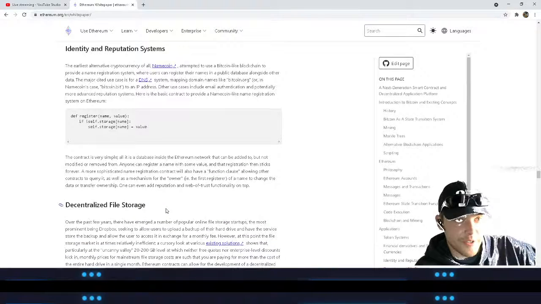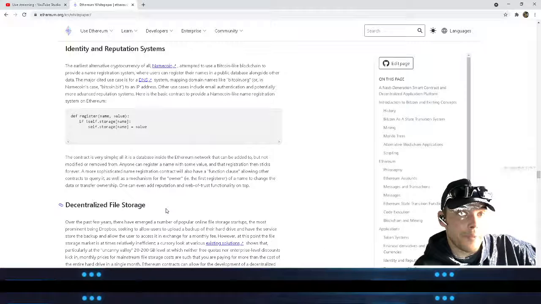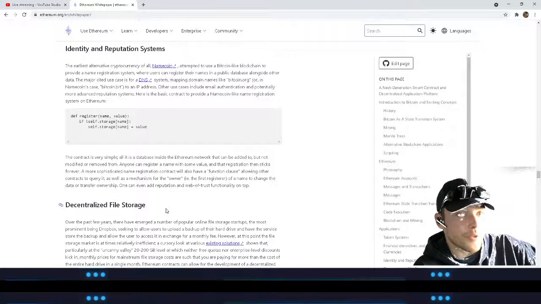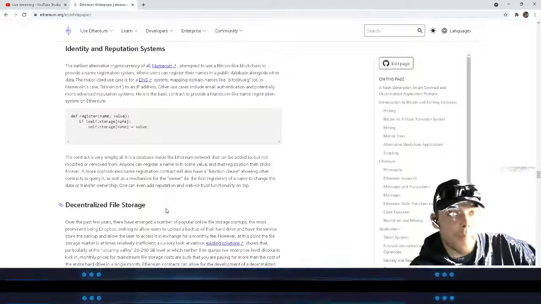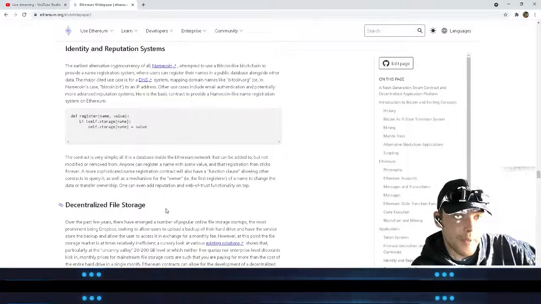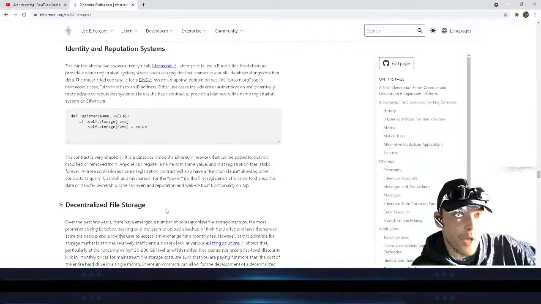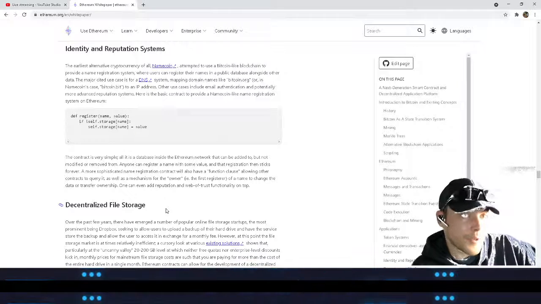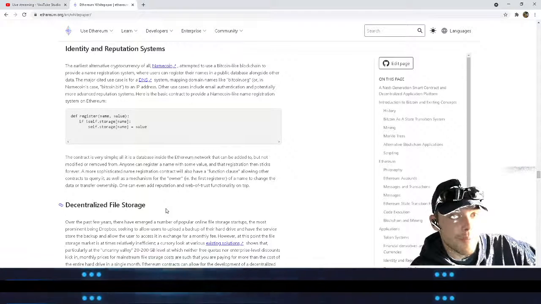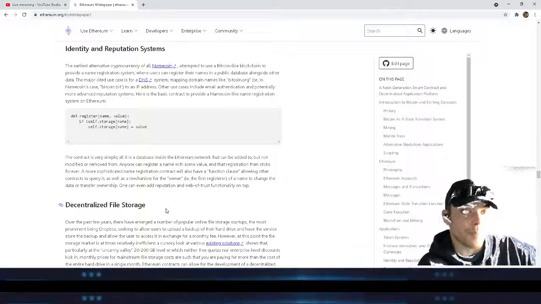Identity and reputation systems. The earliest alternative cryptocurrency of all, Namecoin, attempted to use a Bitcoin-like blockchain to provide a name registration system where users can register their names in a public database alongside other data. The major cited use case is for a DNS system, mapping domain names like bitcoin.org, or in Namecoin's case, bitcoin.bit, to an IP address. Other use cases include email authentication and potentially more advanced reputation systems.